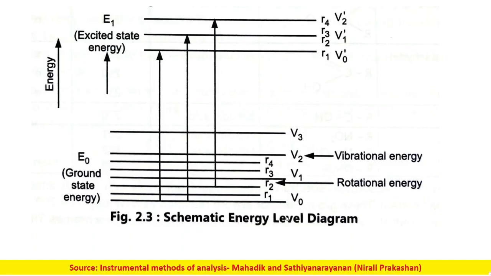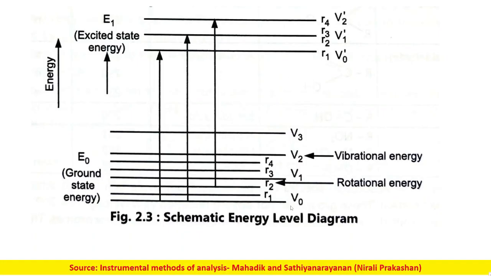Now this is a very interesting diagram, which is the energy level diagram. In the energy level diagram, there is a ground level given by E0. Over here we have a lot of levels, V0, R1, R2, R3, then V0, V1, V2, V3. All of these are regarded as the ground state energy level. In UV visible spectroscopy, electrons present in the E0 ground state energy level move to the excited state of energy. So there is a movement of electrons.